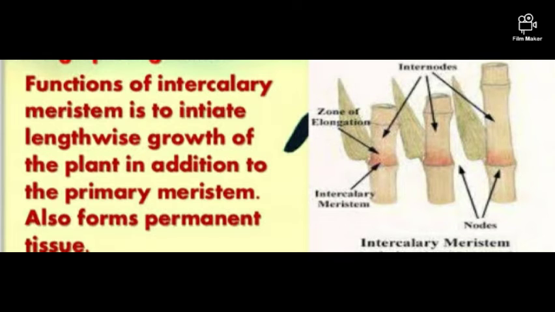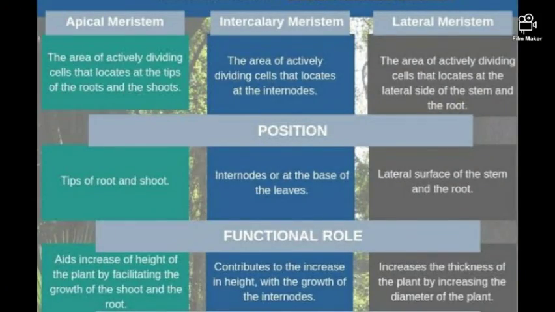Permanent tissues we will be taking later, so you need not worry about it. But you can observe in the figure the area of elongation, the zone of elongation and the location of the intercalary meristem. The internodes and the nodes are clearly given in this diagram, and this increase in length is also shown.